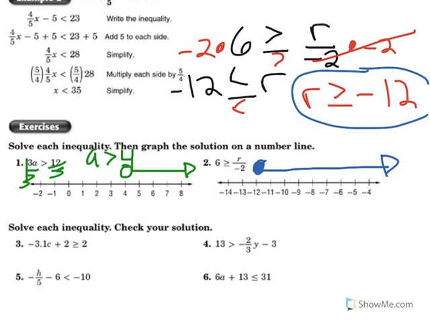So what we found is we have got our variable by itself, and we realized the special rule, what happens when you multiply or divide both sides by a negative. We'll do maybe one more example of the special rule, and then we're going to do some examples of two-step inequalities.